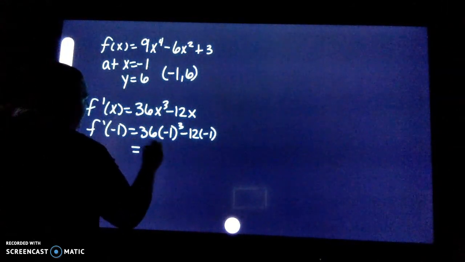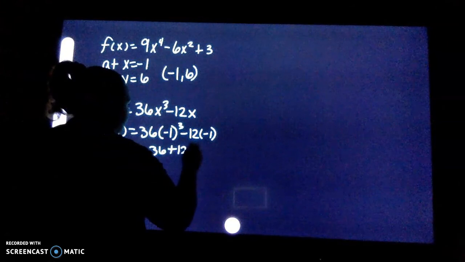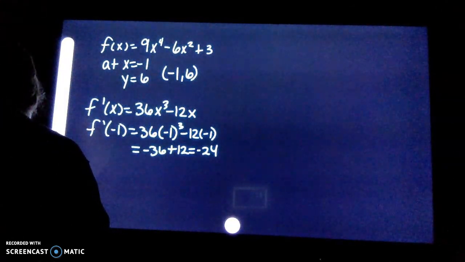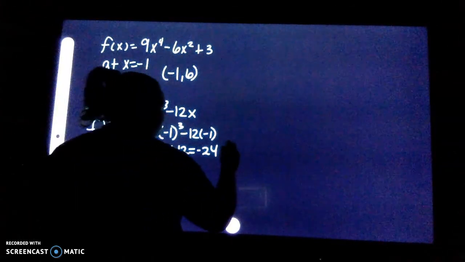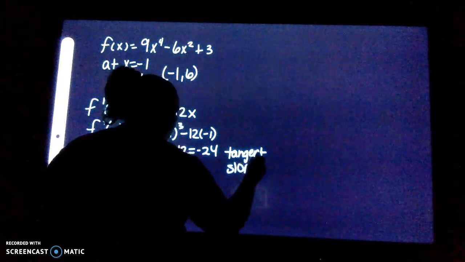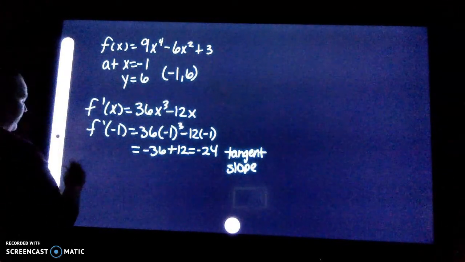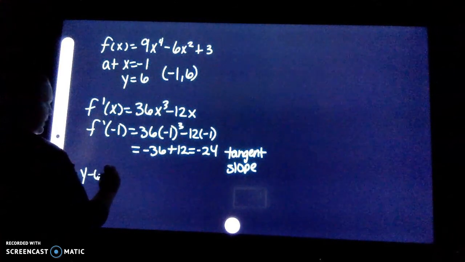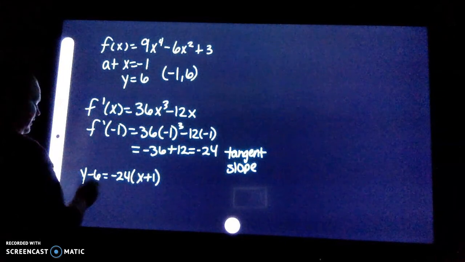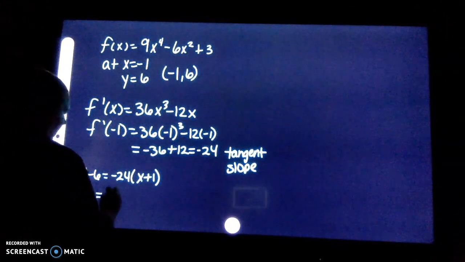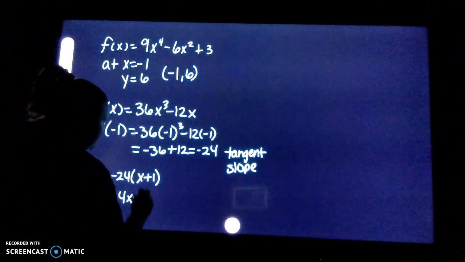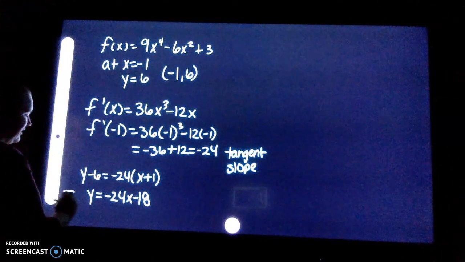When I do, I get negative 36 plus 12, which is negative 24. So my slope then is negative 24 for the tangent line. I'm going to go ahead and do my point slope form. y minus 6 equals negative 24 times x minus a negative 1. Distribute and combine. I get y equals negative 24x minus 24 plus 6, which is minus 18. So this is my tangent line equation.